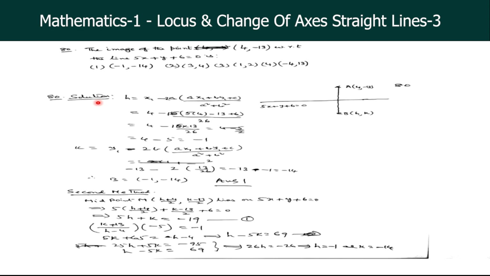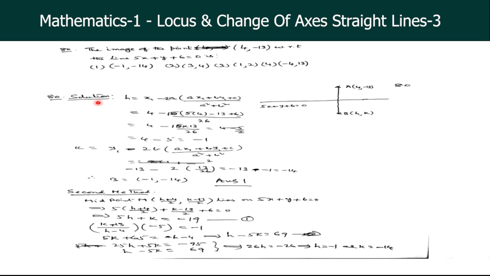80. The image of the point (4, minus 13) with respect to the line 5x plus 5y plus 6 equal to 0 is: 1) (minus 1, minus 14), 2) (3, 4), 3) (1, 2), 4) (minus 4, 13). And again you use the image formula. So what is the image formula?